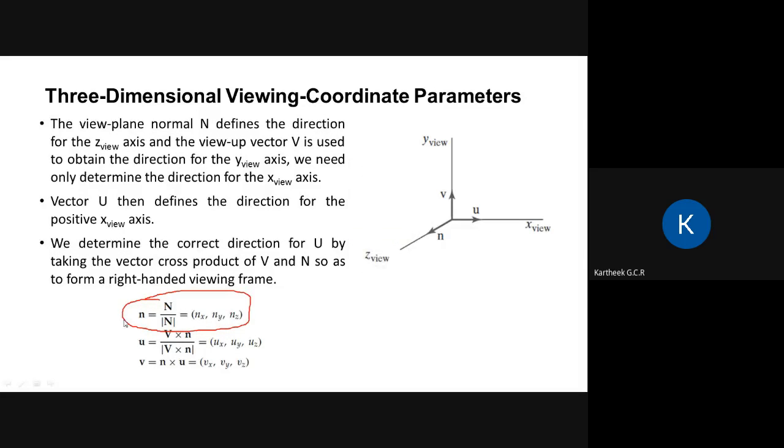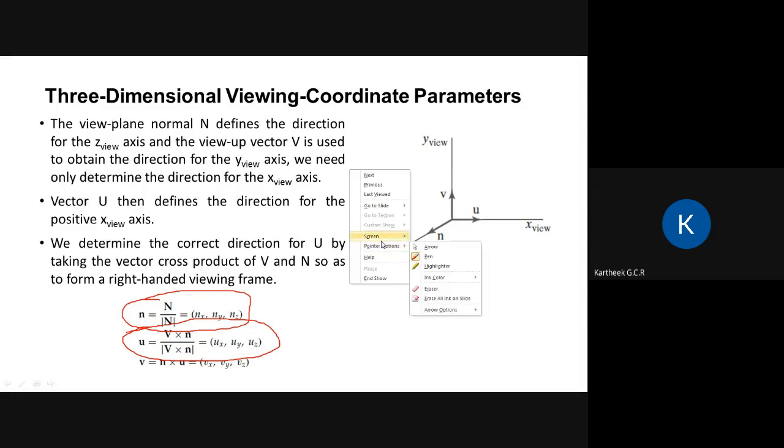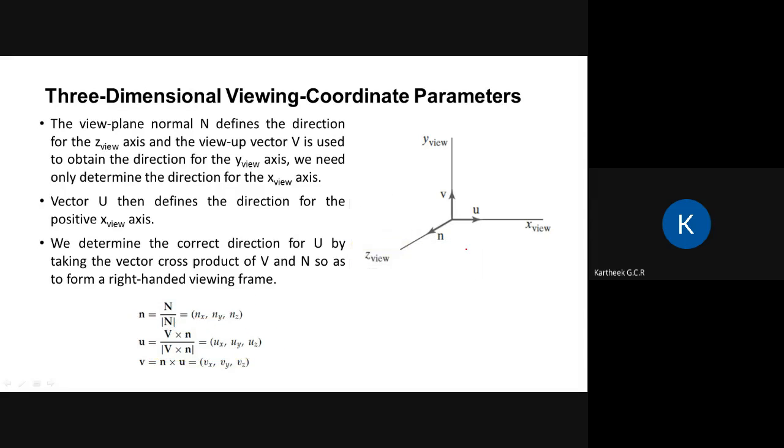You can define a normal vector n, the unit vector like this, and you can also define a unit vector along the up vector, and then you can get the x-axis as the cross product, basically, of the up vector as well as the normal what you have.